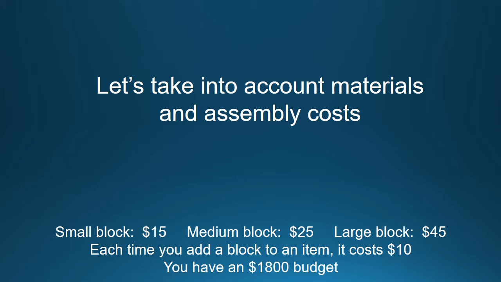Okay, I want to talk to you now about what real companies have to worry about, materials and assembly costs. So let's say that we have to buy our blocks. The prices are at the bottom of the screen. And let's also say you have to assemble them. Every time I stick a new block onto the thing that I'm building, it's going to cost me $10. And I only have an $1,800 budget. How will this change my linear program?